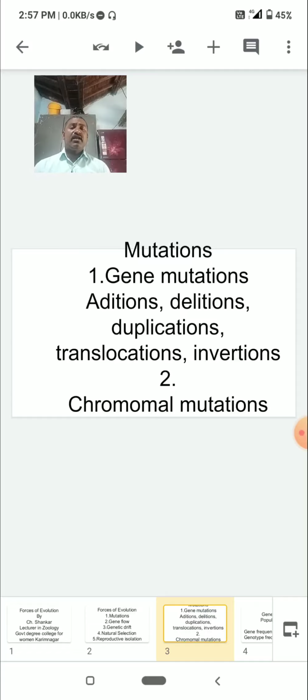And one more thing here: the loss of one chromosome. In chromosomal mutations, there are monosomic and nullisomic conditions. Loss of one chromosome is called monosomy. Especially in Turner syndrome, 45 chromosomes are there, one chromosome lost in the female. That leads to some disorders: underdeveloped reproductive system, no formation of breasts, broad chest and webbed neck. These are the characters of Turner syndrome.